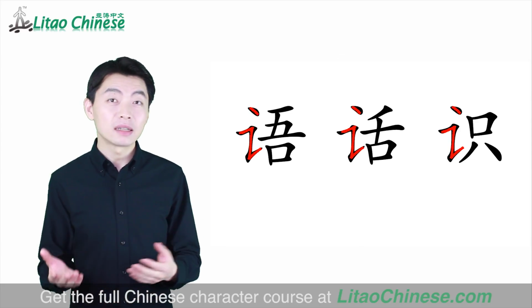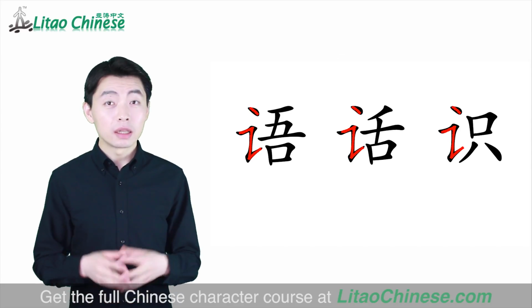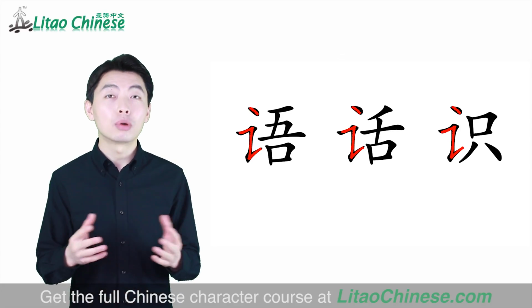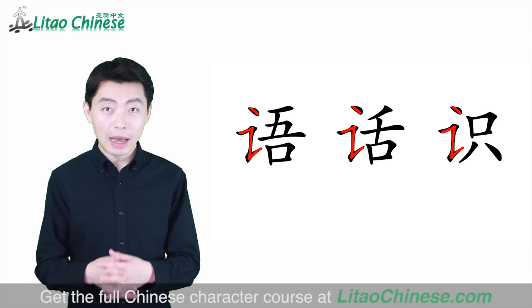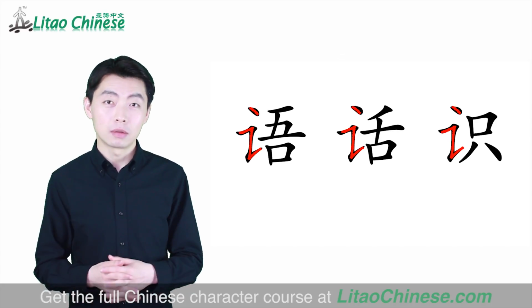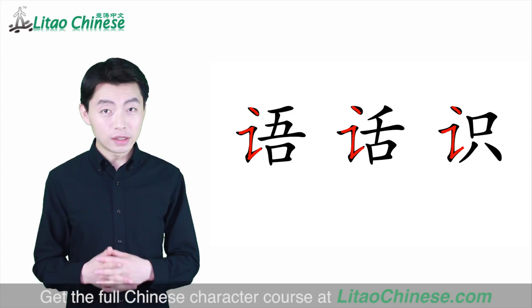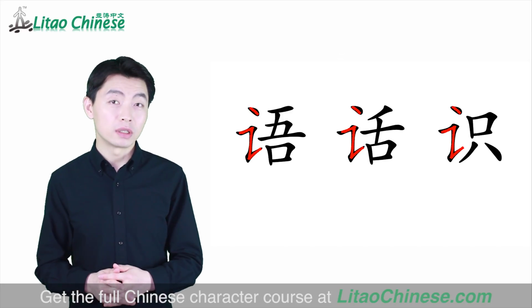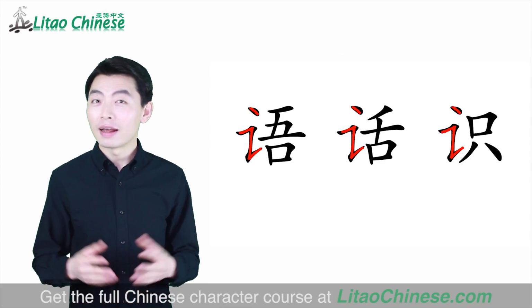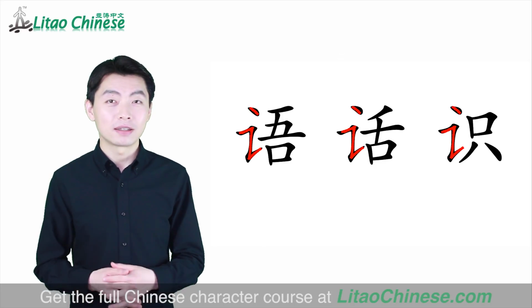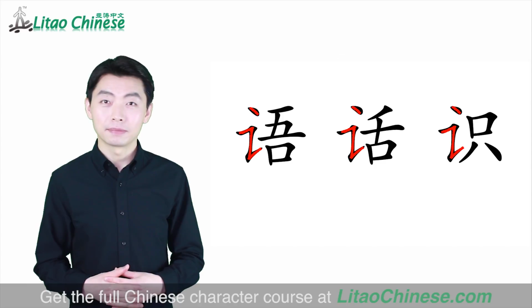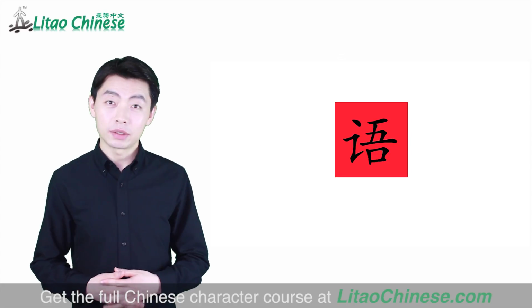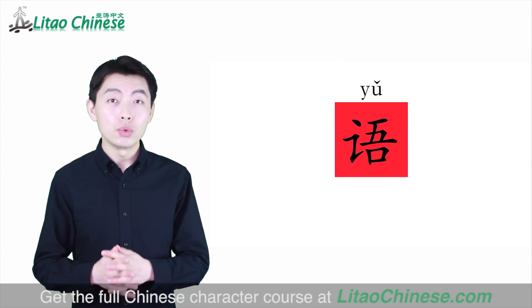If a character has this component, the meaning of the character is probably related to language or speaking, more or less. You can see these 3 characters all have this component on the left side. Let's figure out what meanings they have exactly. This character is 语, 语.